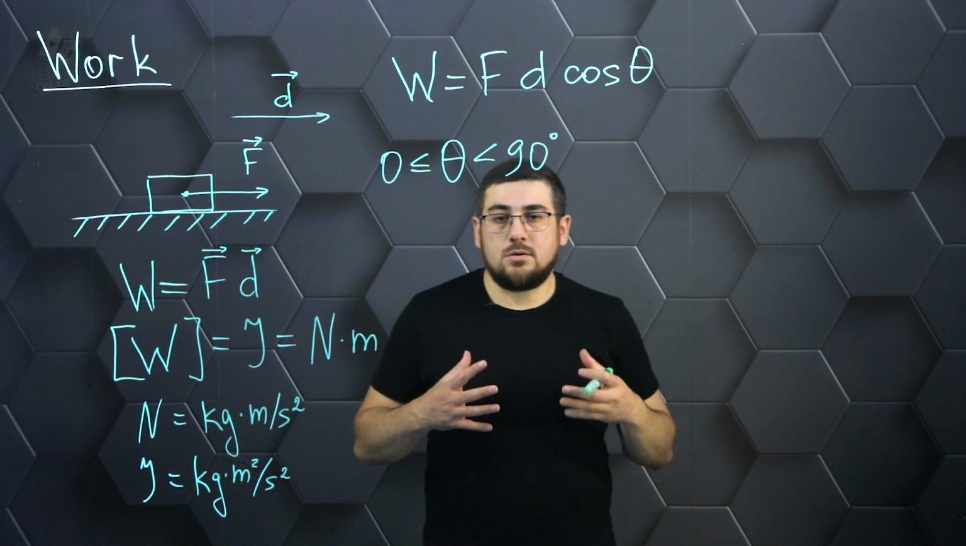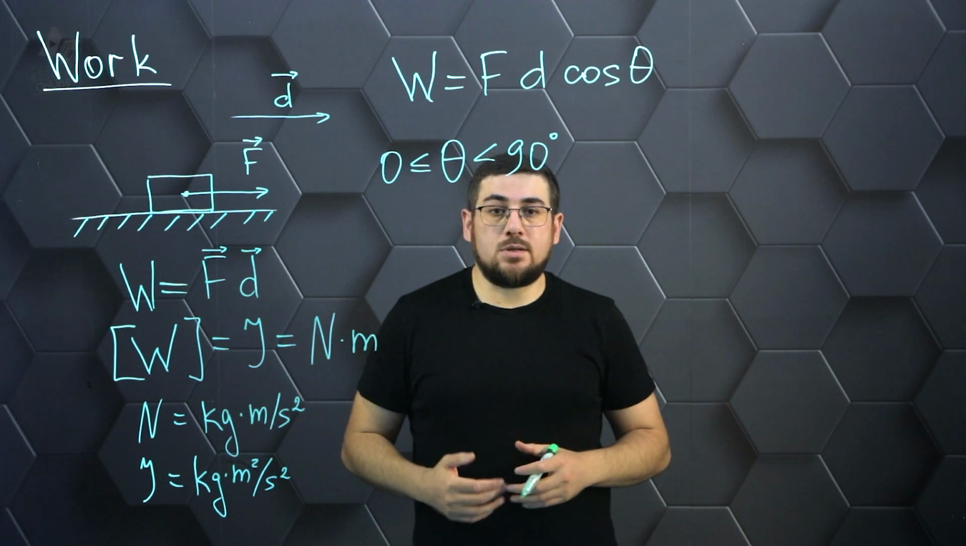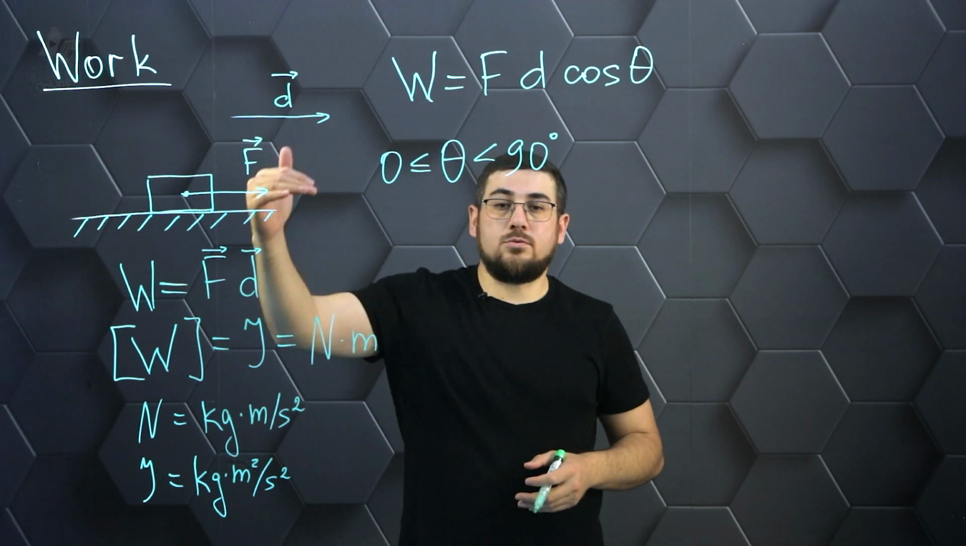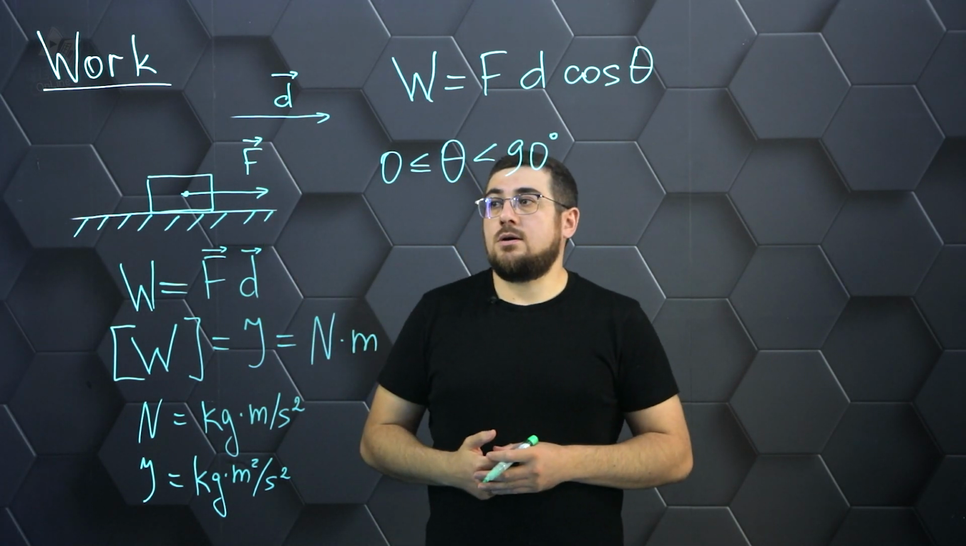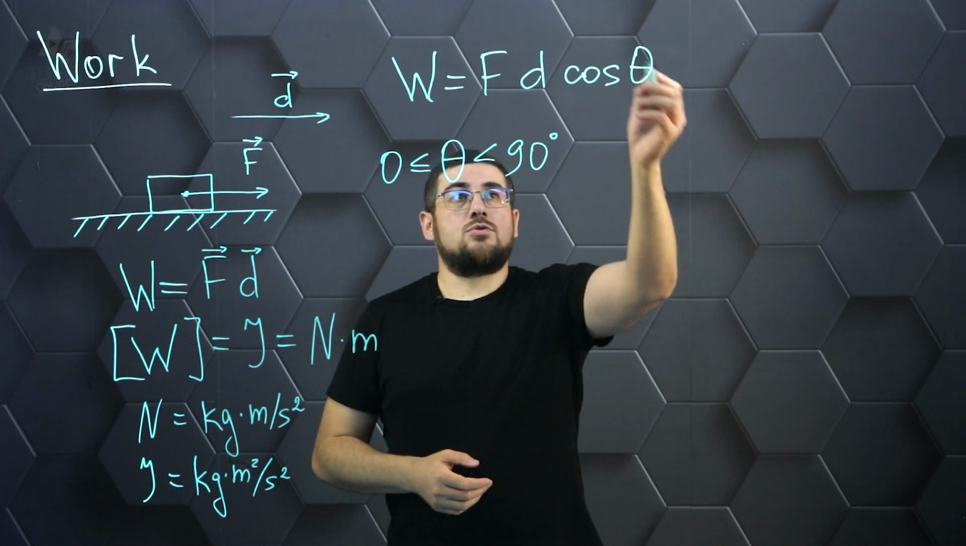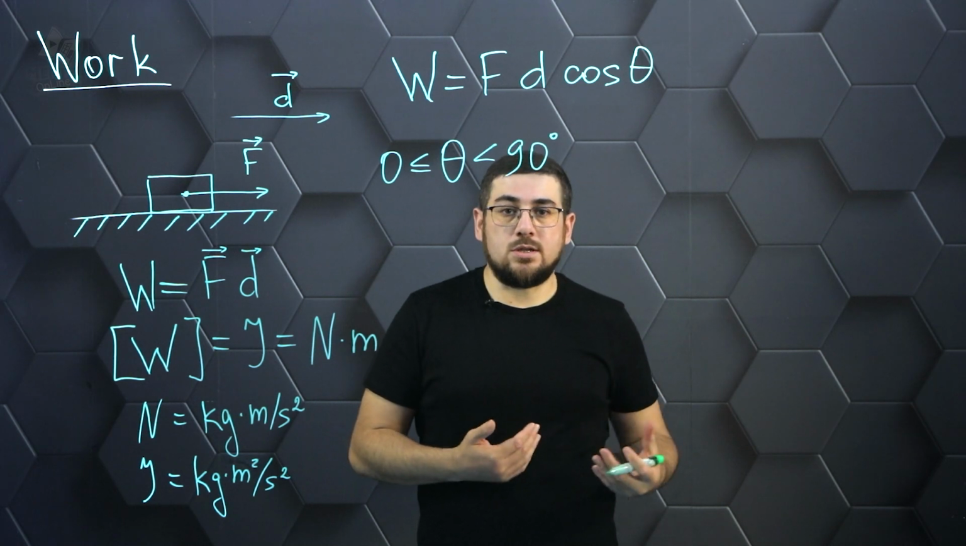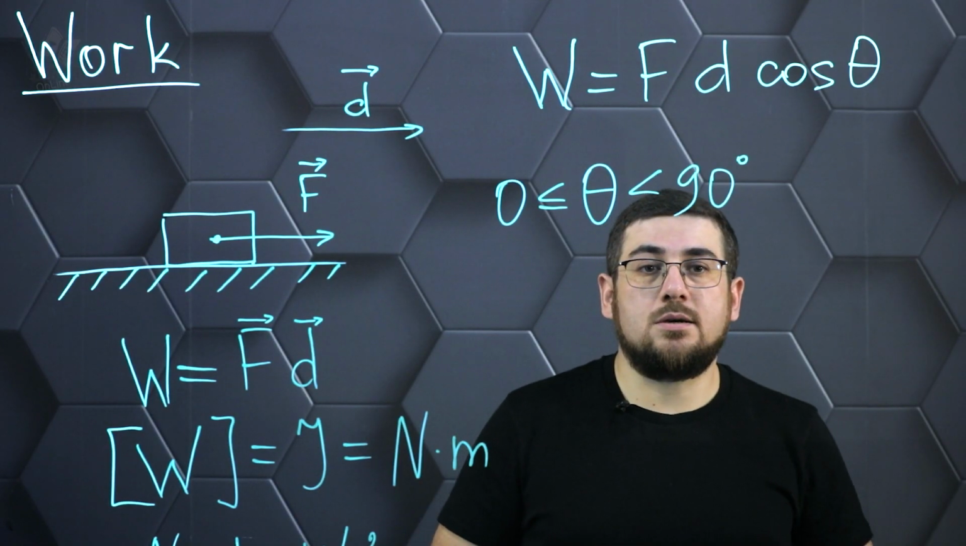that is, the force in this case, for example, coincides with the movement of a given body, then the angle between them turns out to be 0, or forms some acute angle, then in this case the cosine will either be equal to 1, for example, or have some positive value. That is, in any of these options, the work will take on a positive value.